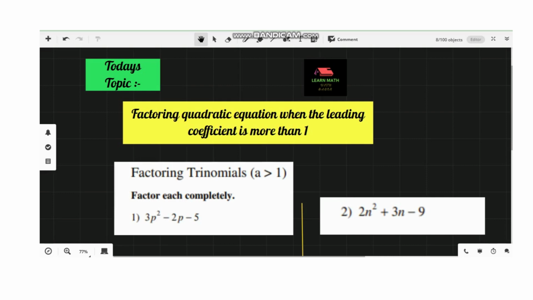Today in this video I'm going to discuss how to factor a quadratic equation, or trinomials, when the equation has three terms, and when the a value is more than 1. Before this, we discussed in the last video how to factor the quadratic equation when the leading coefficient a is equal to 1.